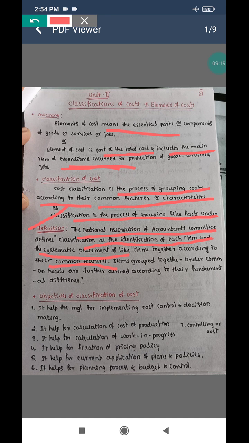So now, what are the objectives for classification of cost? Why do we have to classify the cost, what are the objectives? It helps the management for implementing cost control and decision making. Why is this? Because it is very easy to identify the cost.